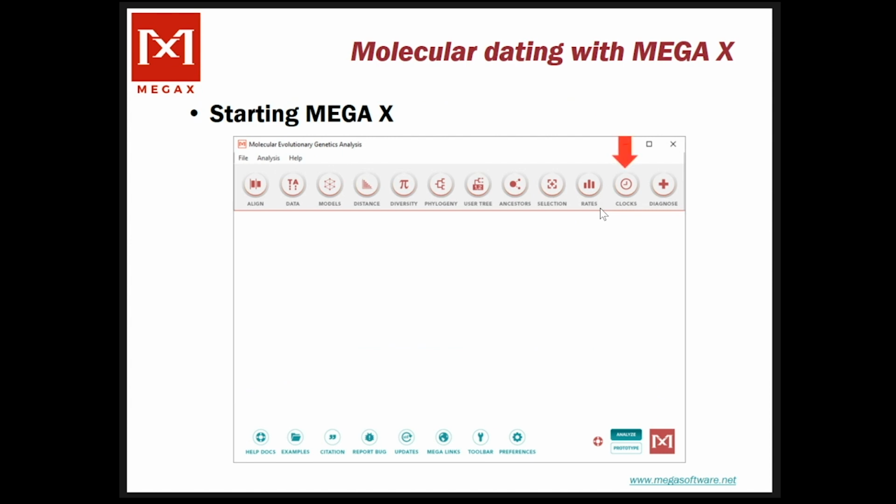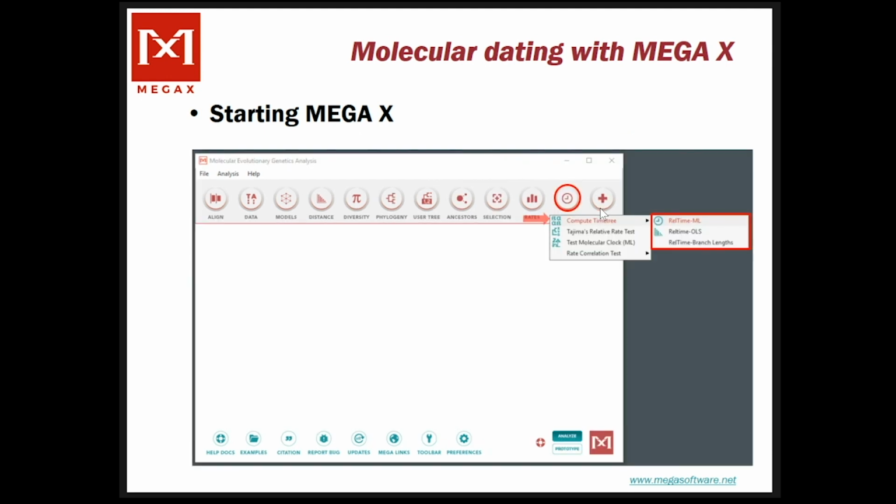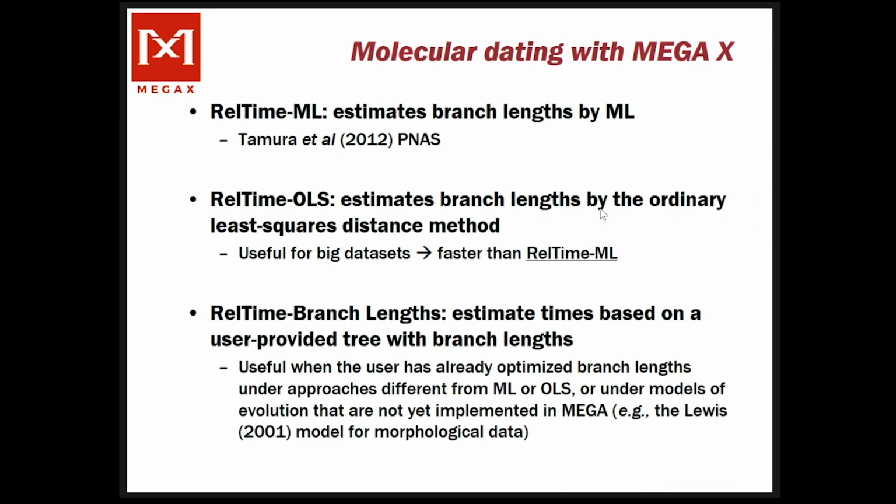When you start MEGA, this is the main MEGA window, and you just have to click on this button here, the Clocks button. Once you click that, these panels will appear, and you just have to click Compute Timetrees, and MEGA X will show you three options. Which are these three options actually? RelTime ML, RelTime OLS, and RelTime branch lengths are the three options, but what do they mean?